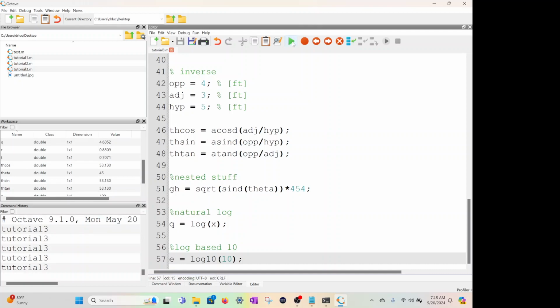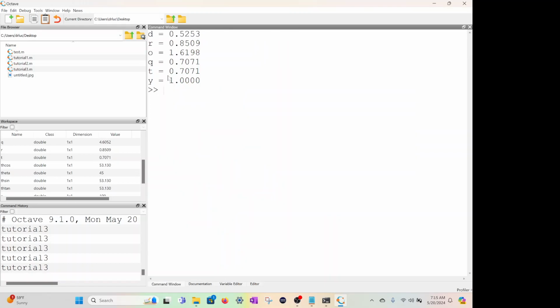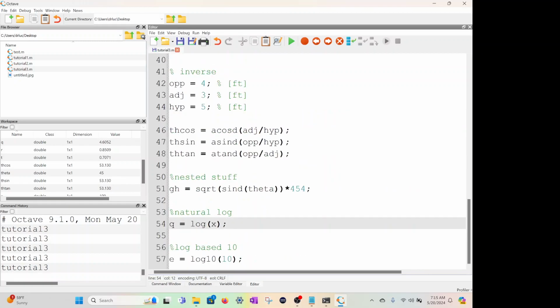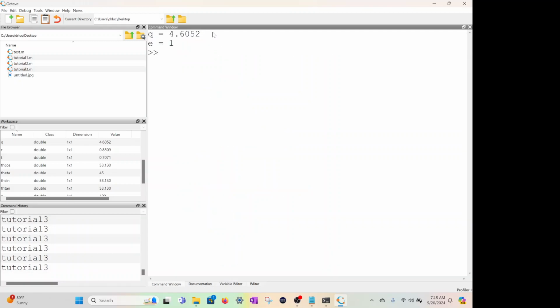We'll run these and make sure we don't get any issues. I didn't put any semicolons. Did I put some? Yeah, I put the semicolons back here. And I'll just show you. I'll just run those. So you get 4.6 for natural log, and then log10, which is your actual log.